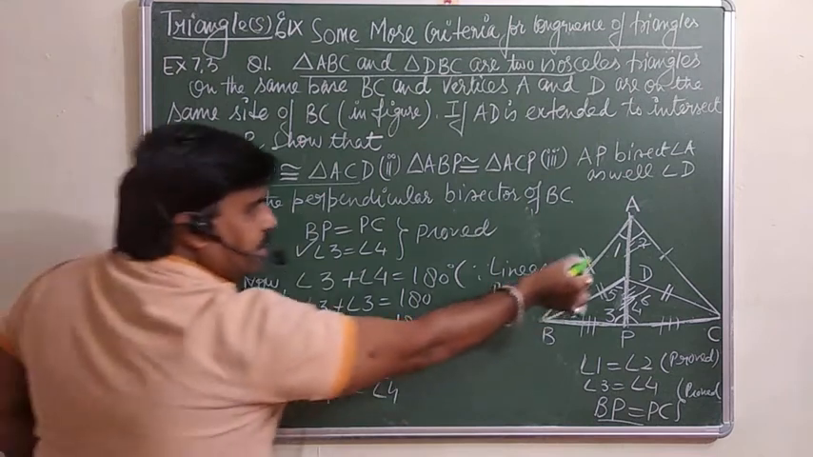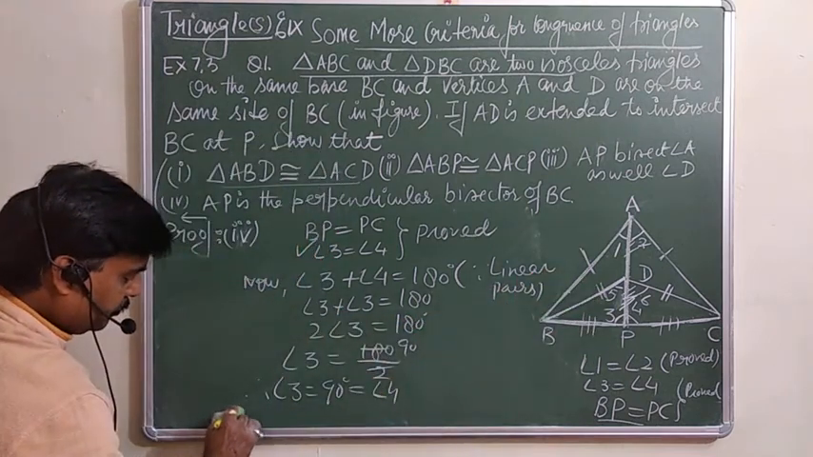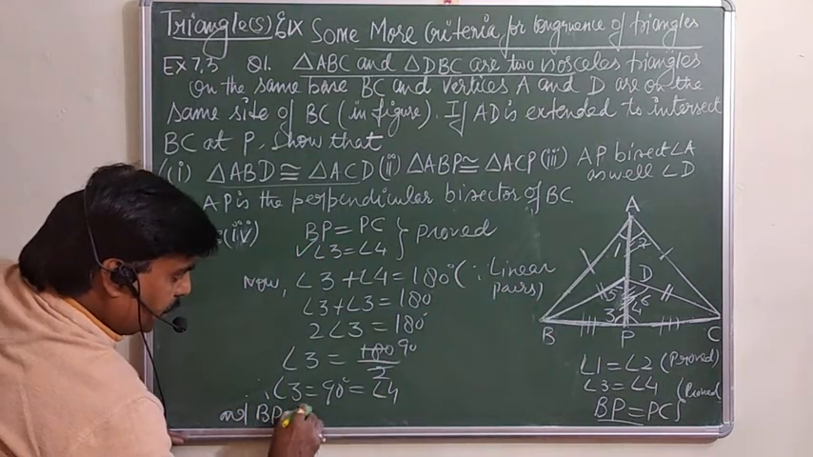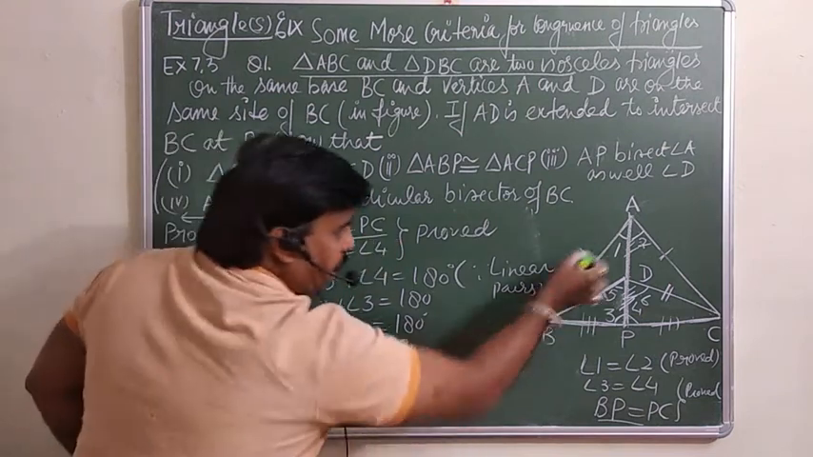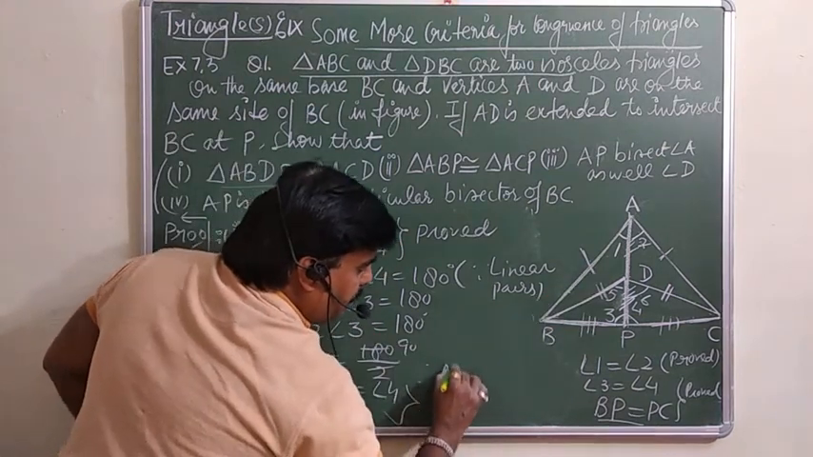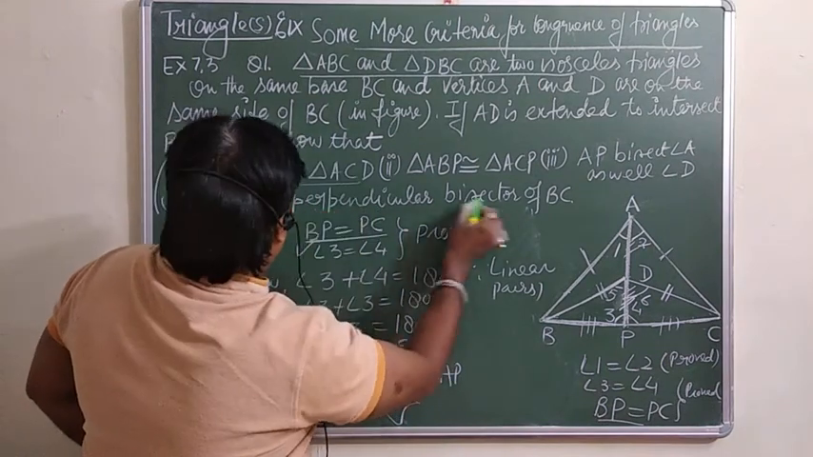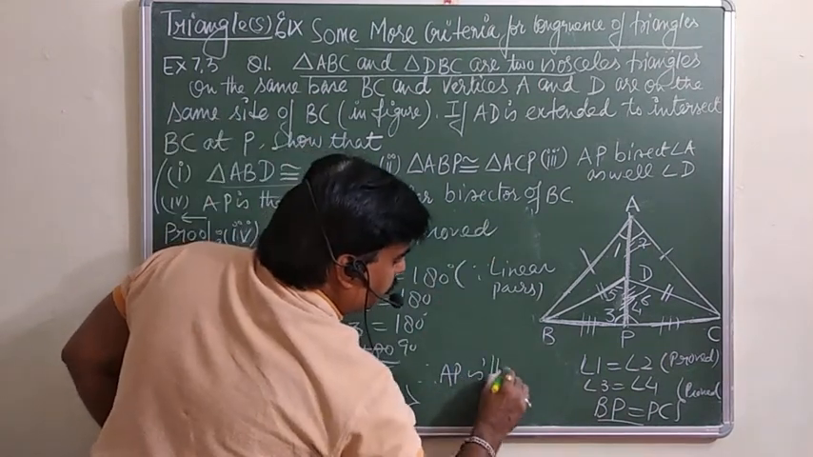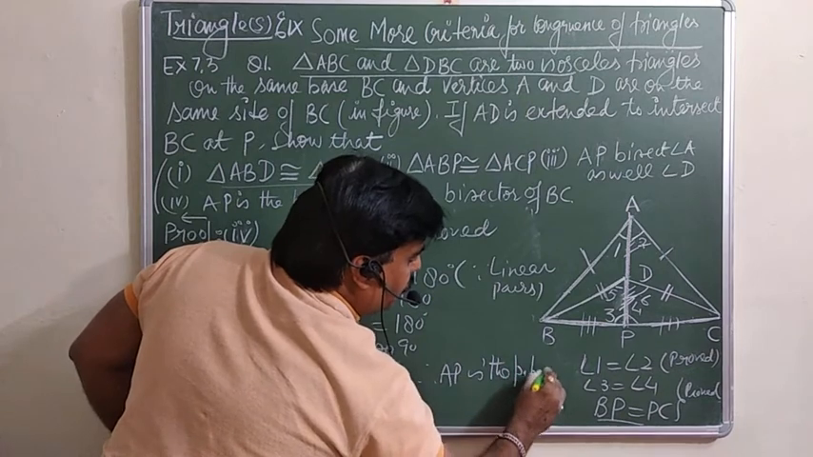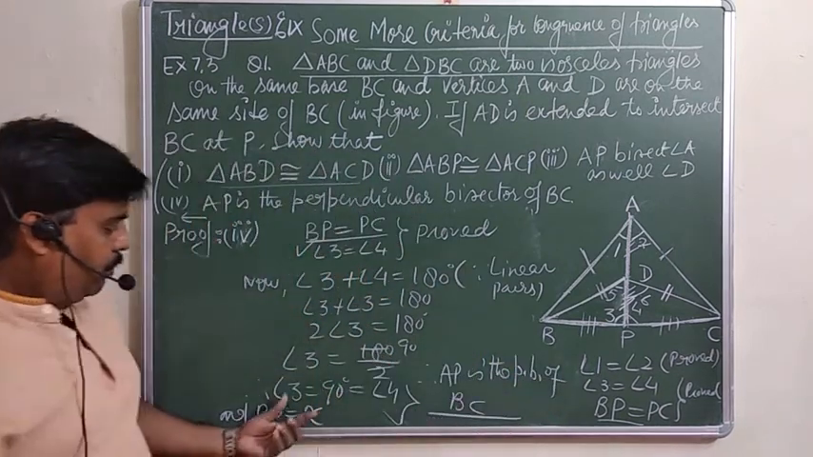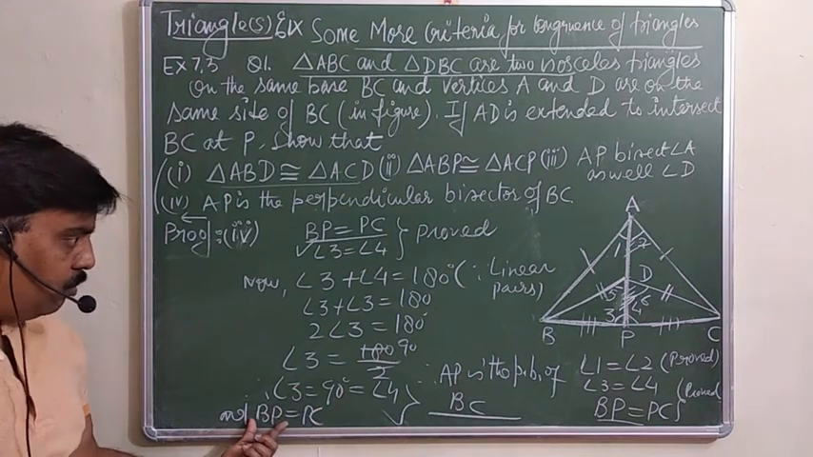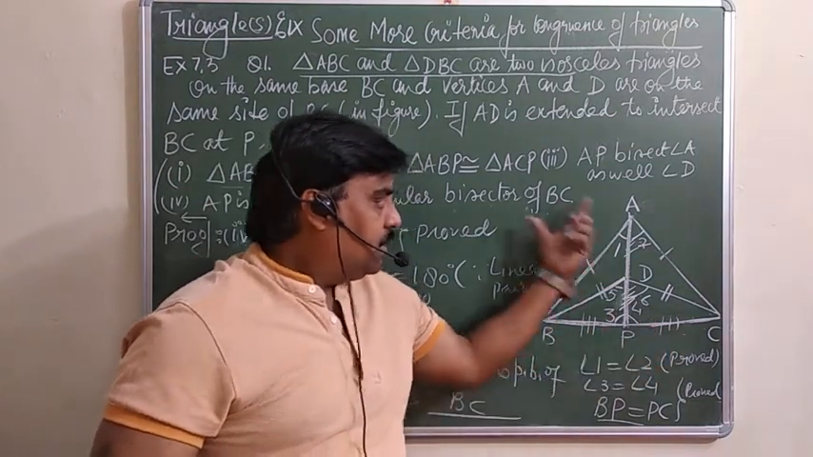And BP is equal to PC is also proved here only. So from these two, therefore AP is the perpendicular bisector of BC, which you wanted to prove, because this is 90 and it is dividing BC into two equal parts, so BP is equal to PC. Have a look.